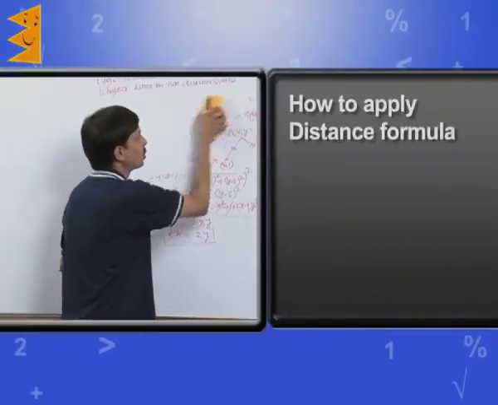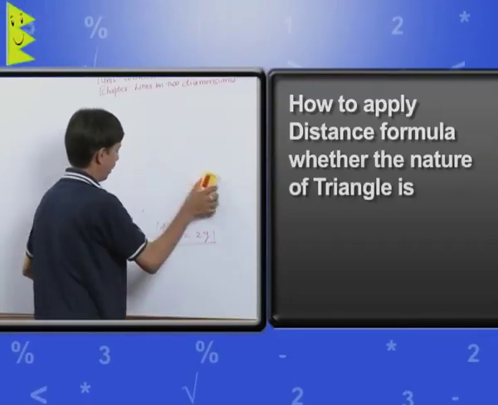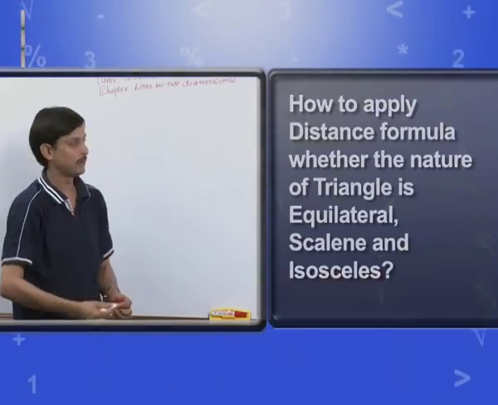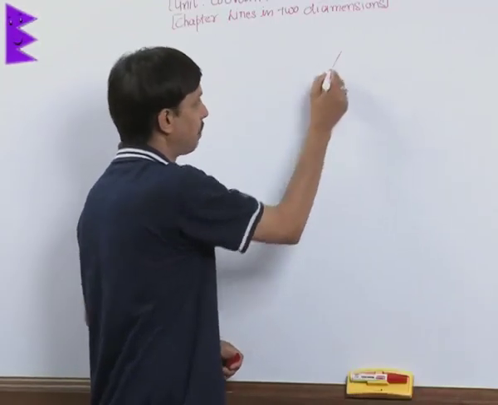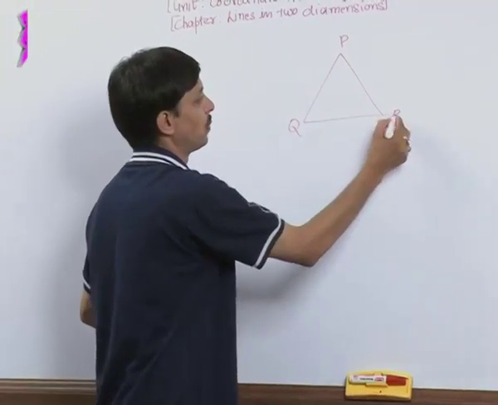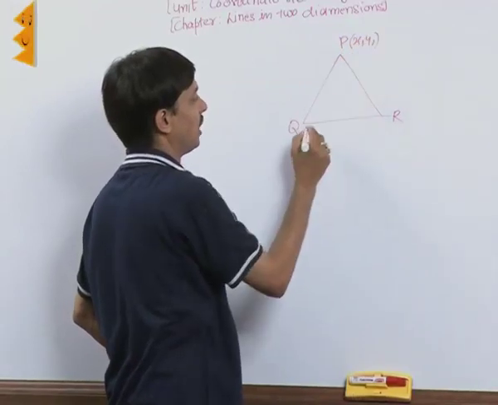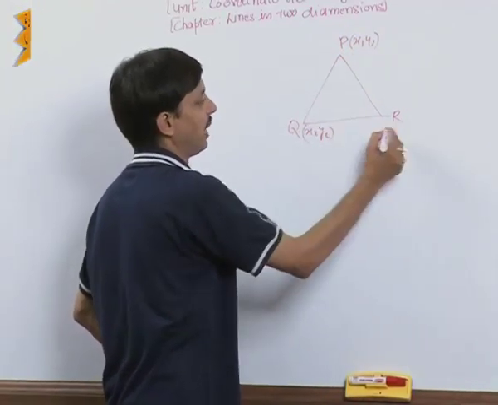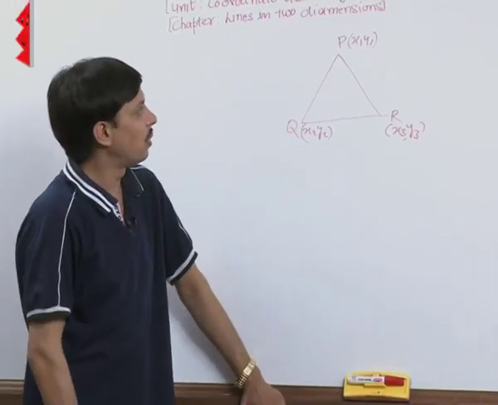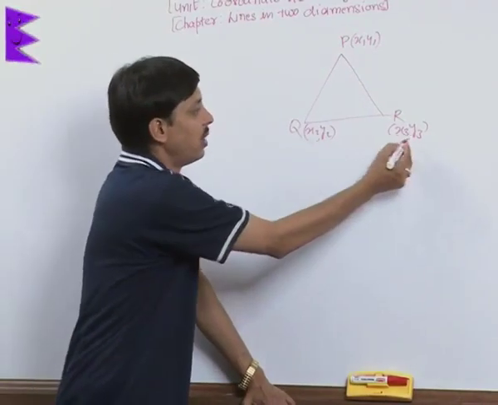That is how to show and how to apply this distance formula, whether the nature of a triangle is equilateral, scalene or isosceles. First of all, let me explain. This is point P, this point is Q, this point is R. Suppose we are given the coordinates x1, y1, x2, y2, and coordinates for R, x3, y3. We have the coordinates of three vertices PQR of any triangle.